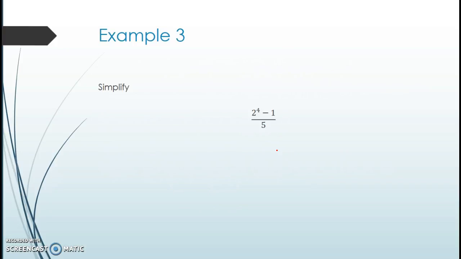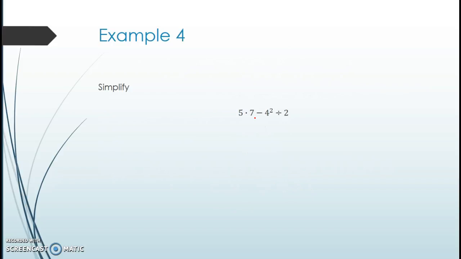Example 3, we have a grouping symbol here, and that grouping symbol is the fraction bar this time. So because of that fraction bar, we are going to work the numerator until it's completely simplified before we worry about dividing. So within my numerator, I have an exponent. So I'm going to take 2 to the 4th, which is 16, minus 1 divided by 5. So 16 minus 1 is 15 divided by 5. 15 divided by 5 is 3. And so there's our simplified expression. Again, I had to simplify everything in the numerator before I could do the divide by 5.